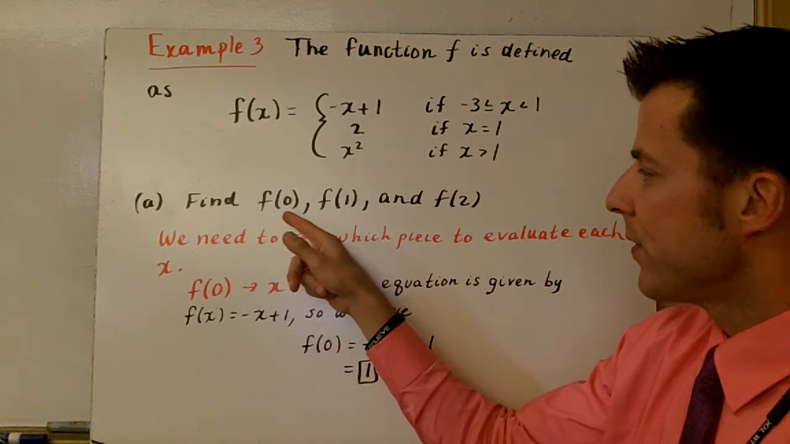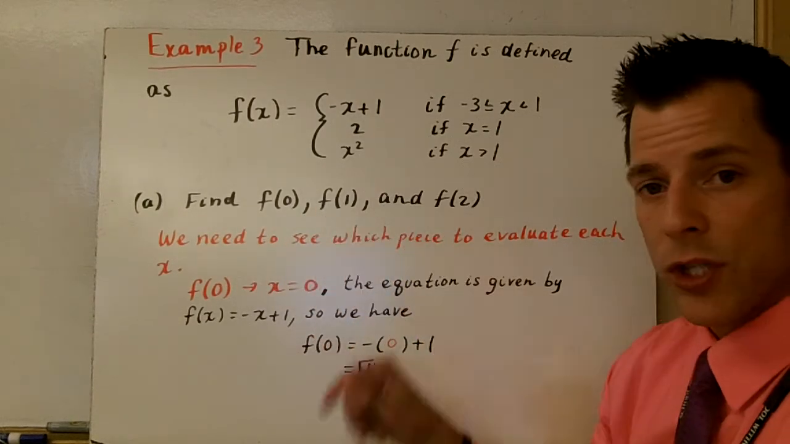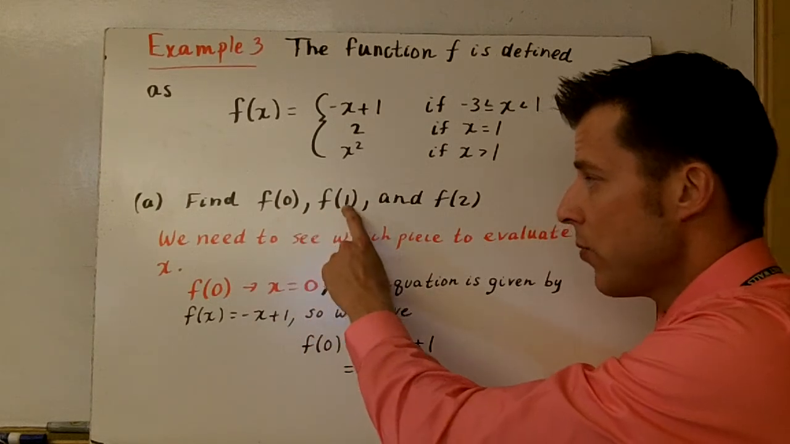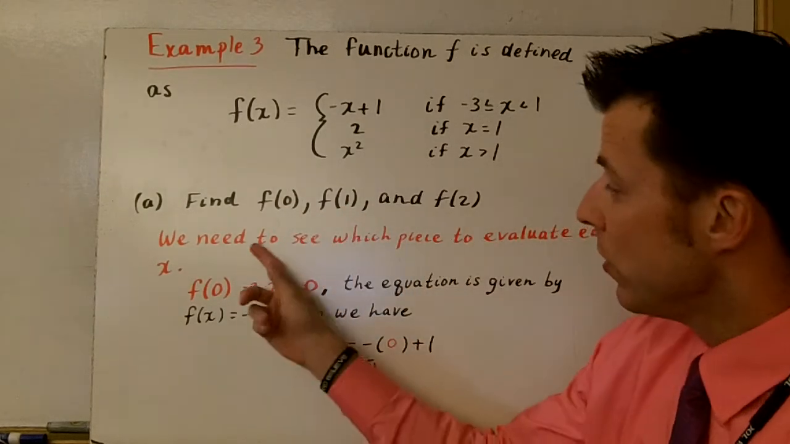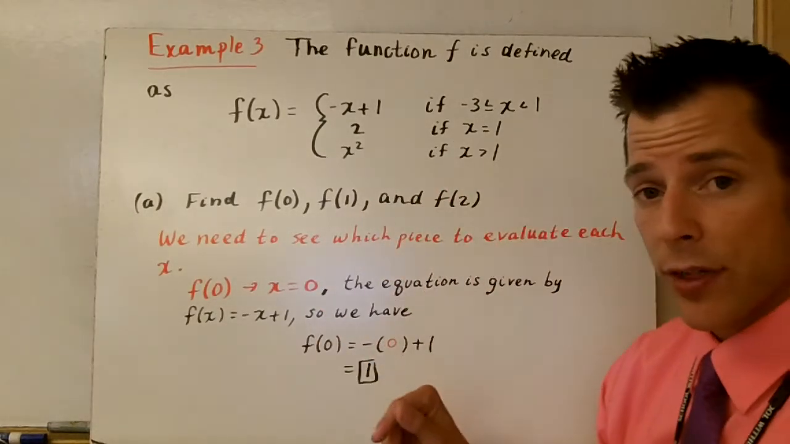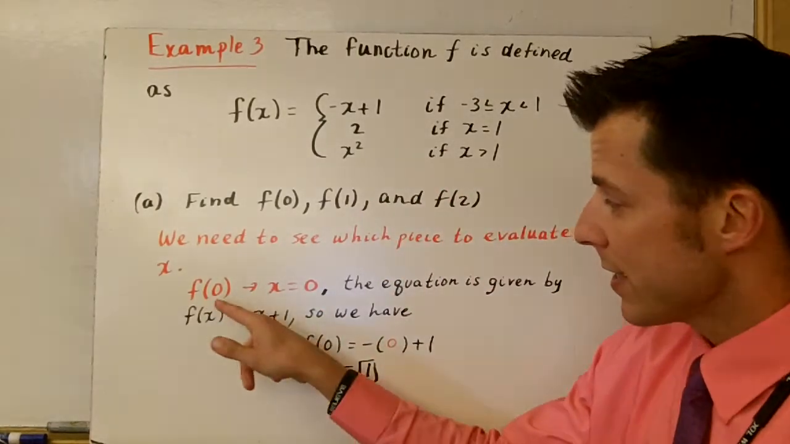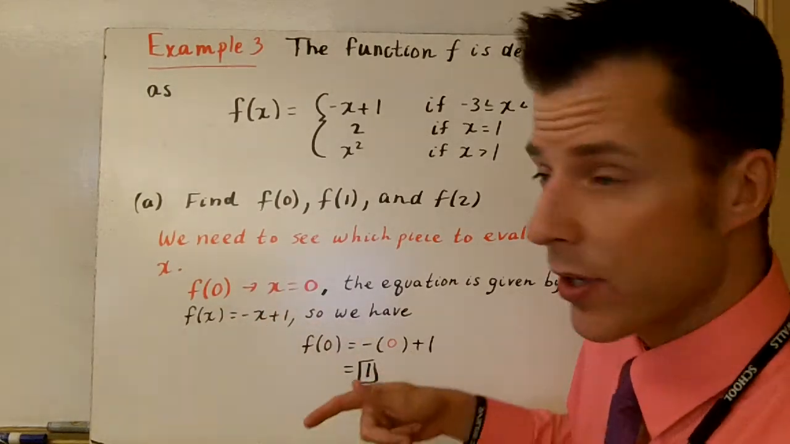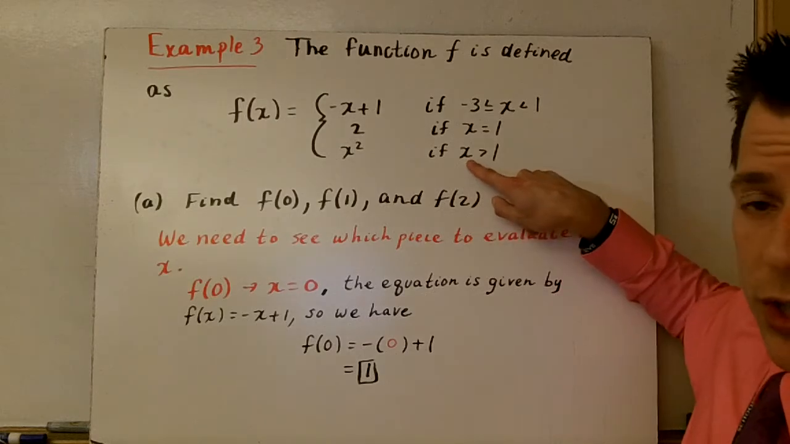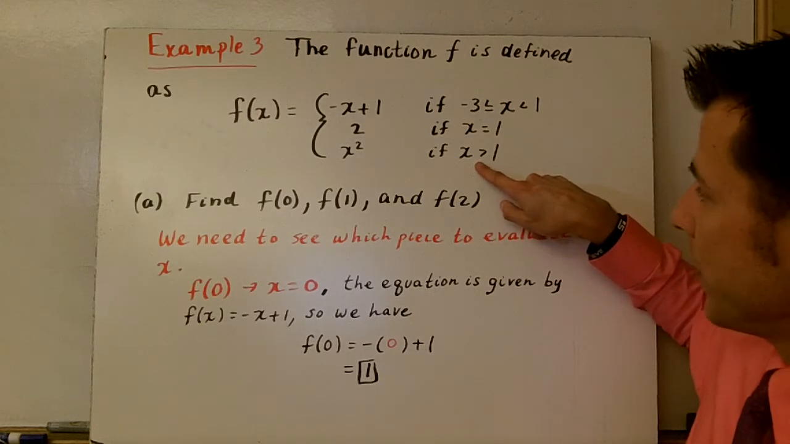So let's find f of 0, f of 1, and f of 2. Now notice here, my x value is 0, my x value is 1, and my x value is 2. You need to see which piece to evaluate the x for. You can't just plug them in all 3 or just pick one. If x is 0, let's look at our domain restrictions. Well, I can't plug 0 in here because the domain restriction is that x has to be greater than 1.